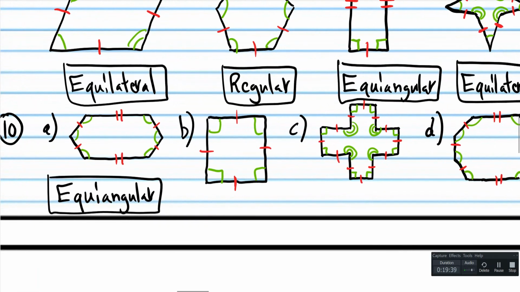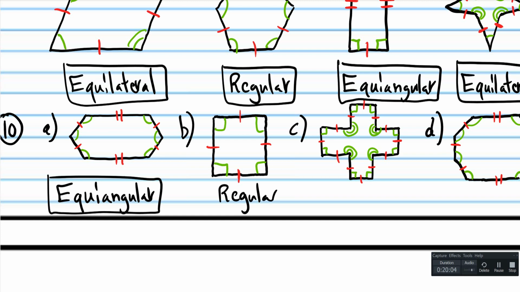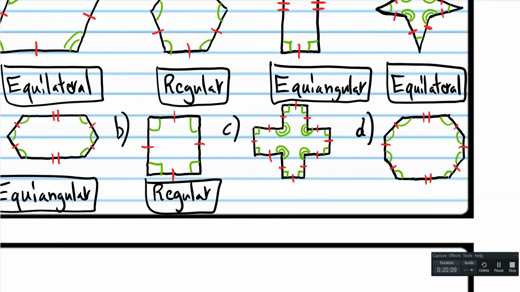For part B, we have right angles on each corner. There's a right angle. So all the angles are congruent and all the sides are congruent because we have that single red mark on each side. So this is a regular polygon. So if you got that right, good.